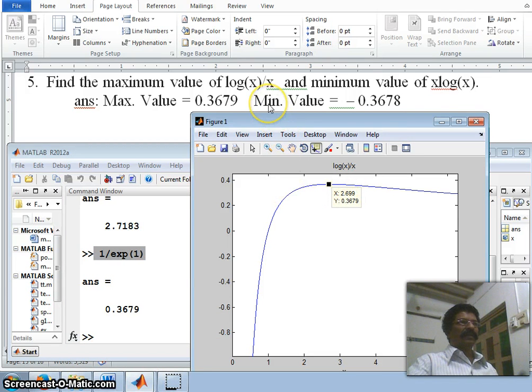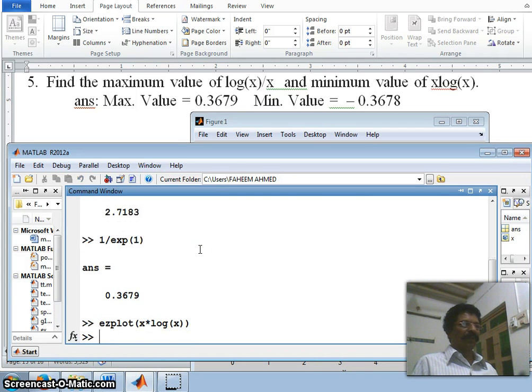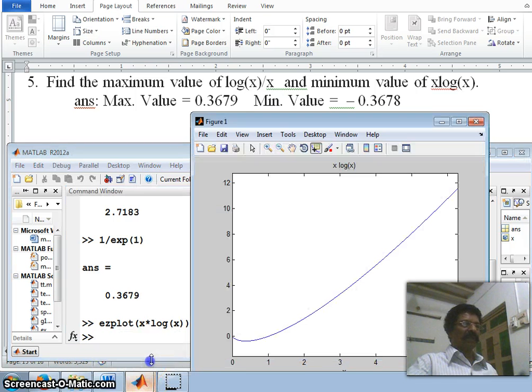Right, let us find the minimum value. In this graph we don't have the minimum value. For this graph we can find only the maximum value. For the minimum value, we need x into log x, x multiplied by log x. Therefore I can use ezplot. Now the equation is x multiplied by log of x. x we have already declared as a symbol. Therefore now the graph is this way.